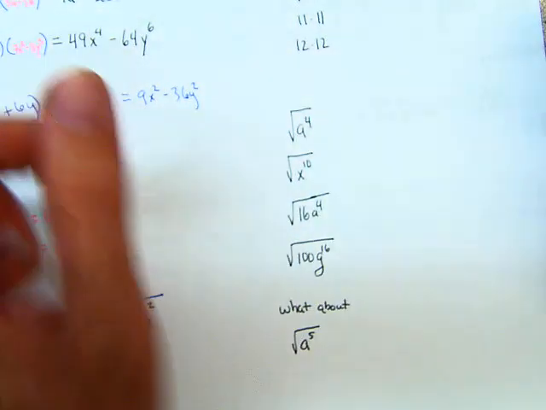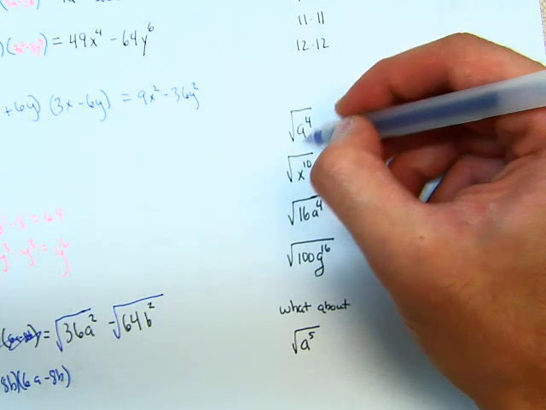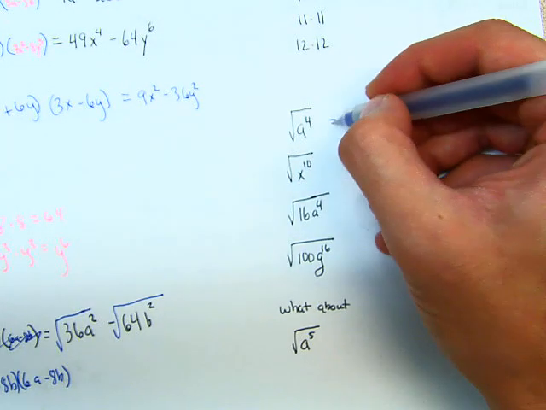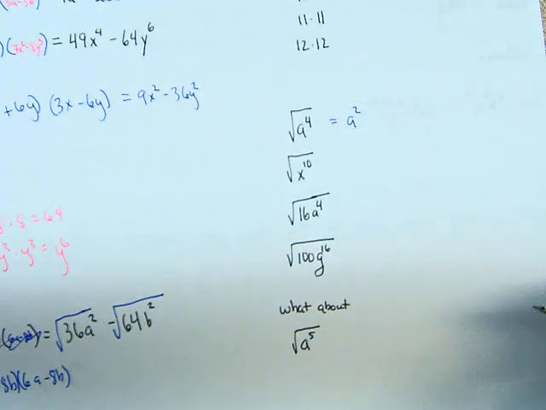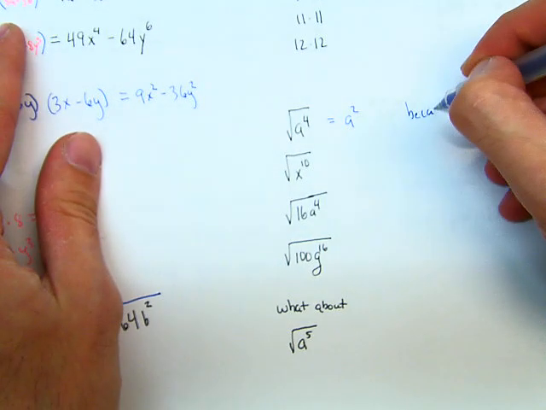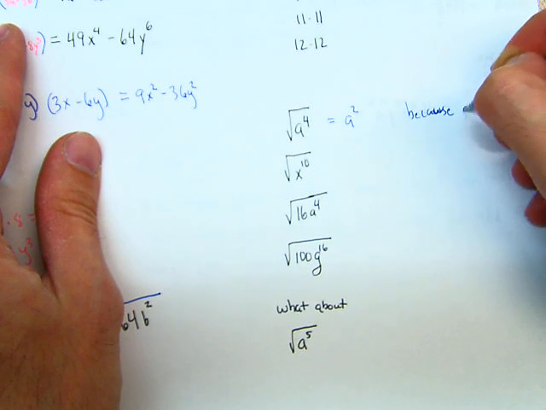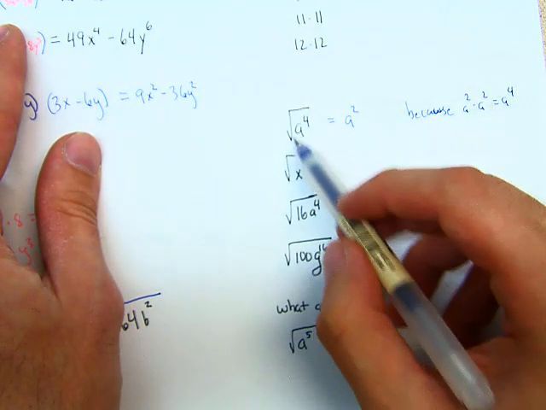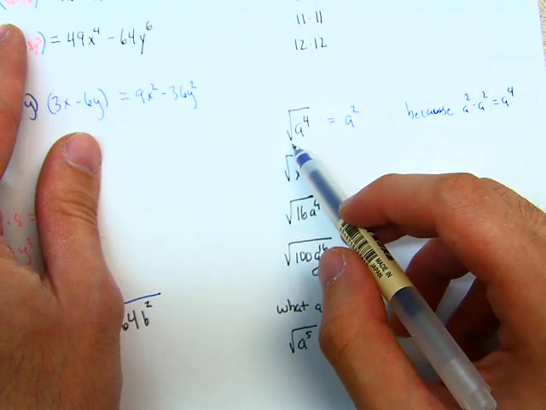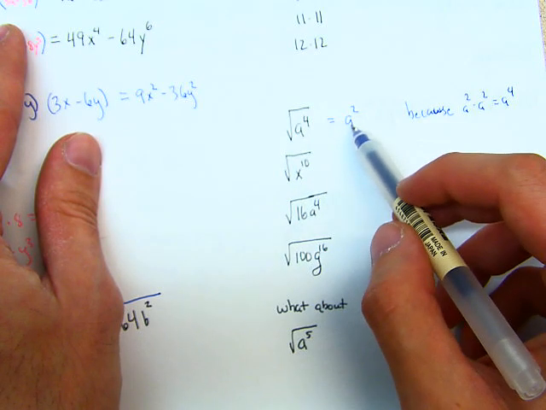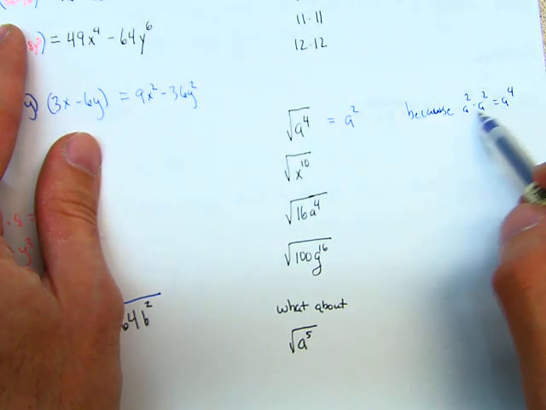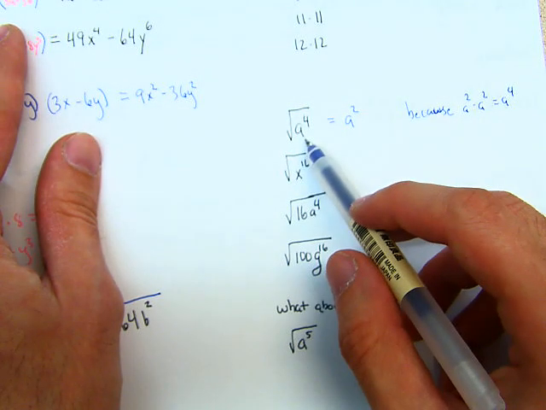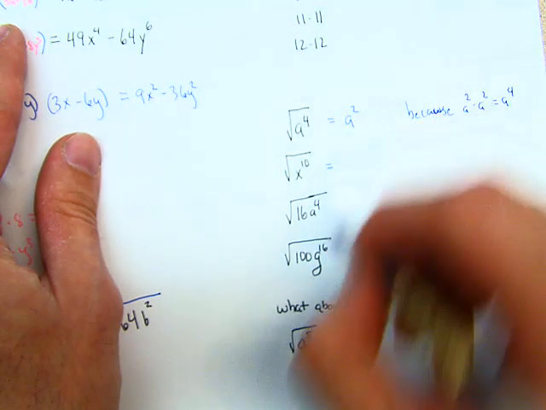Let's say you want to see the solutions. The square root of a to the 4th is just a squared, because a squared times a squared equals a to the 4th. Remember, when you take the square root, what number times itself twice gives you that original number? It's a squared. What about this one?